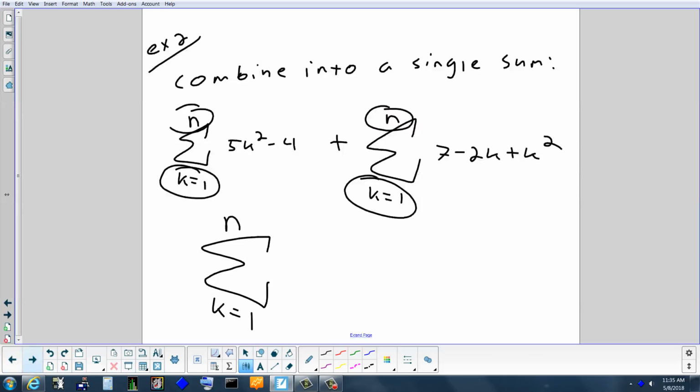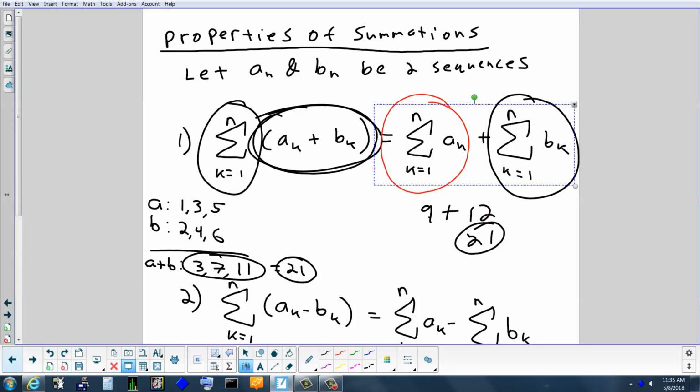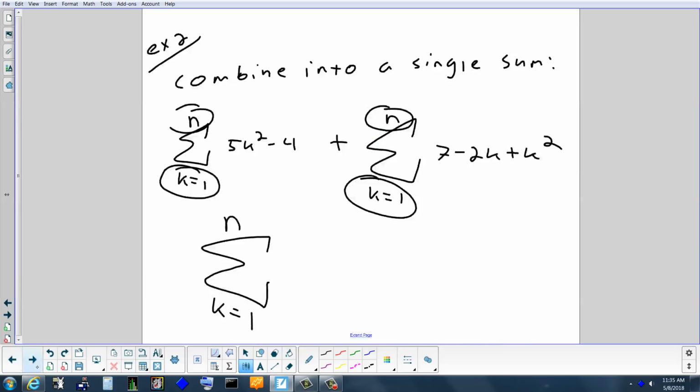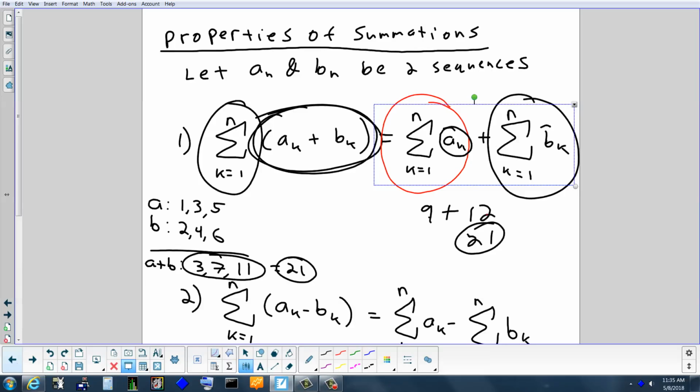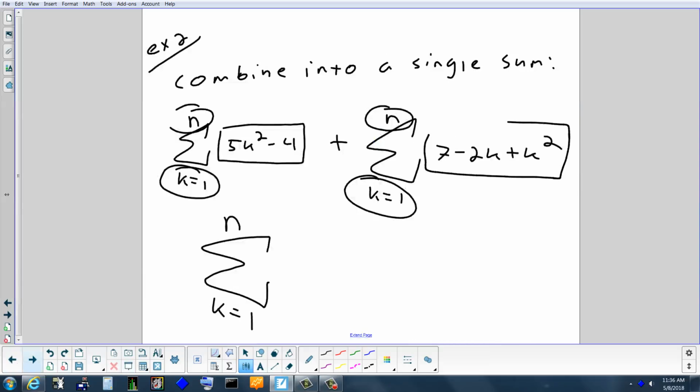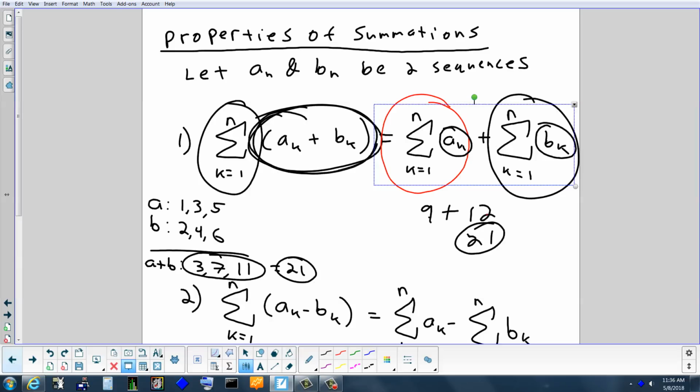Now, let's go back and look at the rule. Take the terms in the first sequence. That's 5k squared minus 4. Take the terms in the second sequence. That's 7 minus 2k plus k squared. And add them together. So take the first sequence terms, the second sequence terms, and add them up.